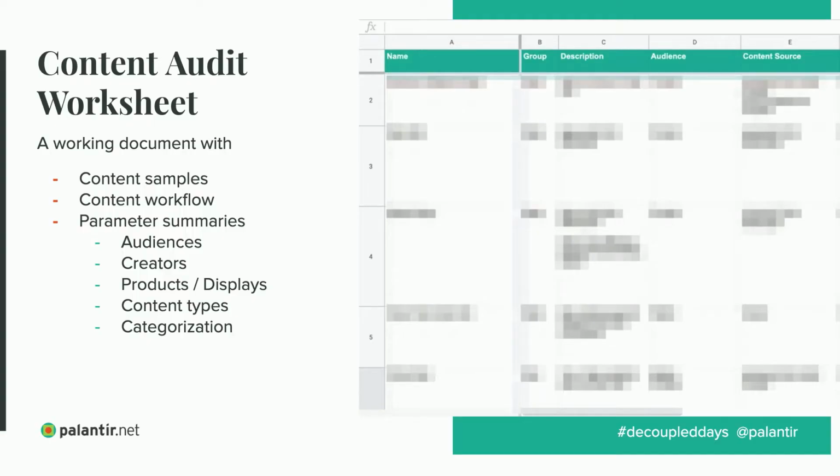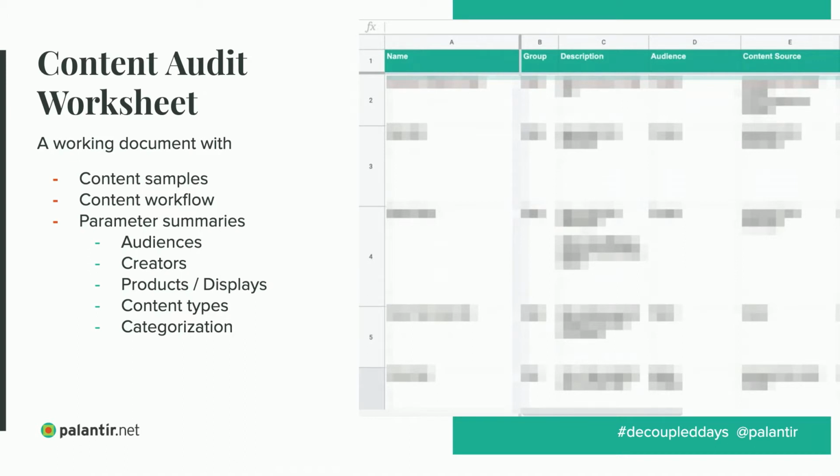So the first thing we sent over was a content audit worksheet, which was a Google spreadsheet that said, we just need to know as much as we can about your products. And so we provided, here's all the things we could know. Can you give us all this information? And they were really helpful to do that.